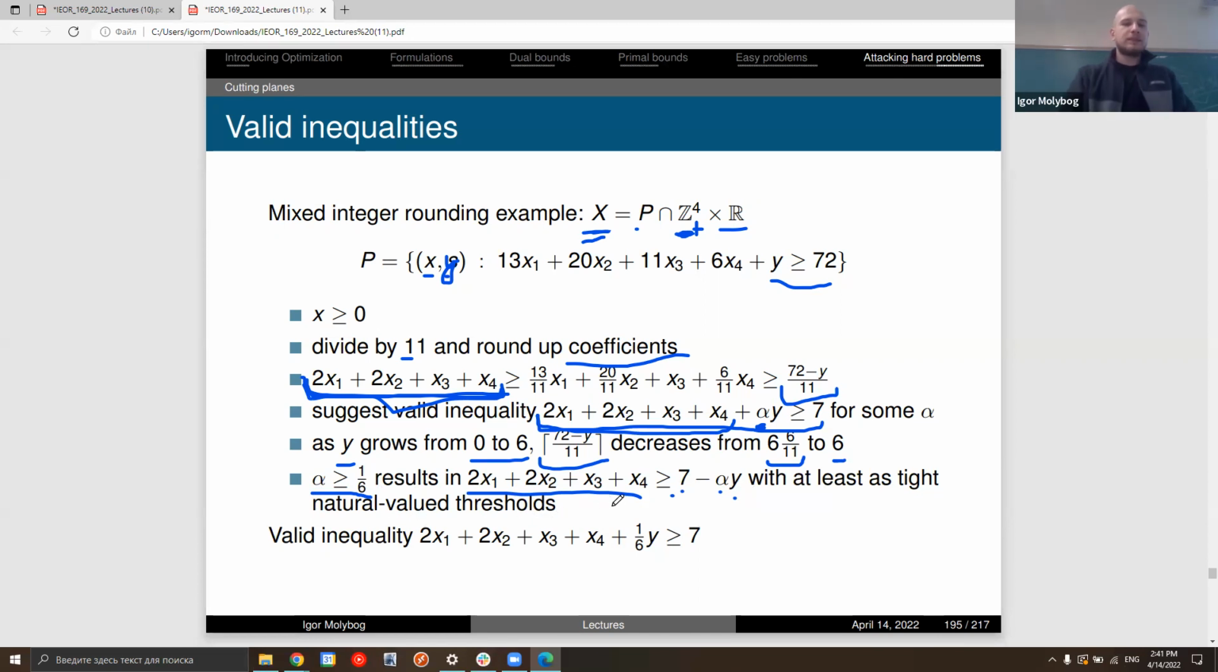So we are just saying that if y is between 0 and 6, the right hand side over here, when it's rounded up, is going to be equal to 7, right? And when our y becomes greater than 6, okay, let me actually plot it.